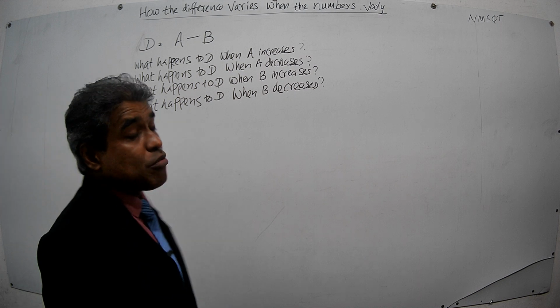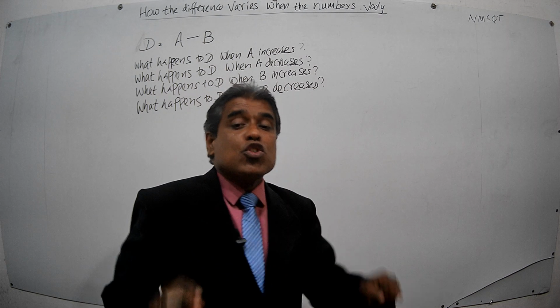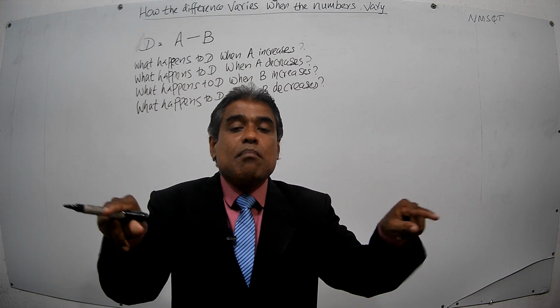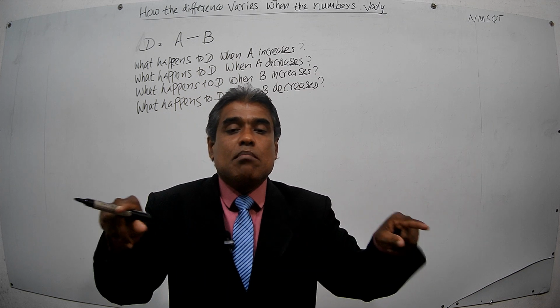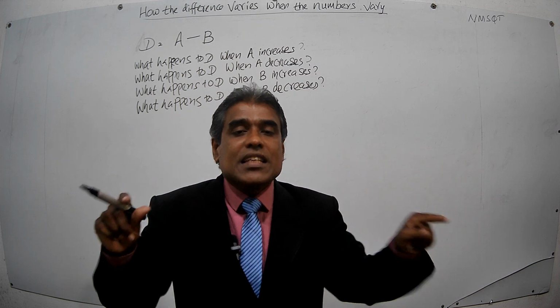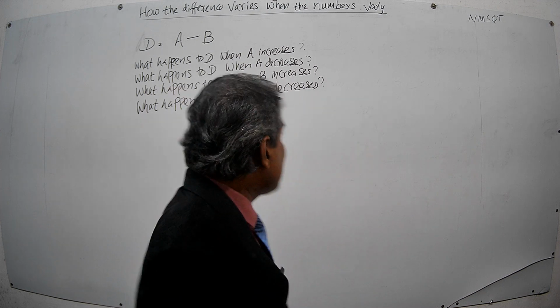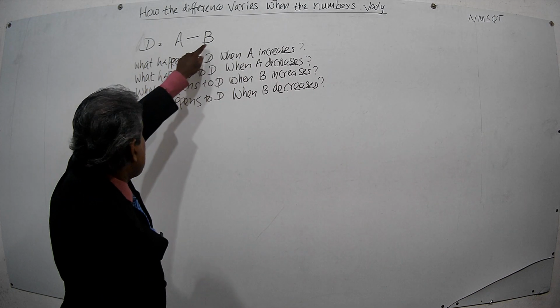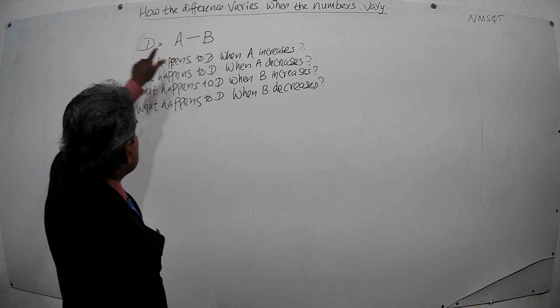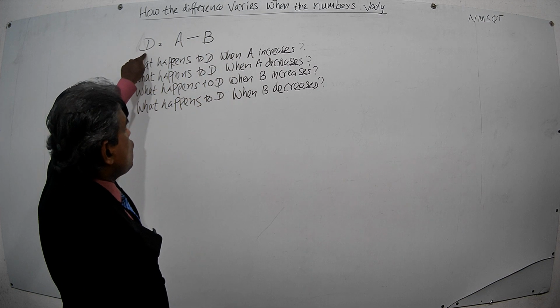Now, normally when you find the difference between two numbers, you subtract the smaller number from the larger number. So larger number minus smaller number is the difference between two numbers. Right, now look at here. This d equals a minus b. A minus b is the difference. Then that is equal to d. D means the difference here, right?